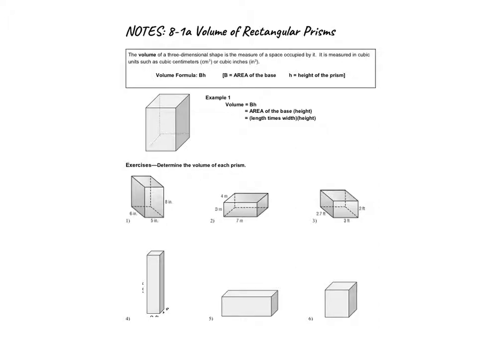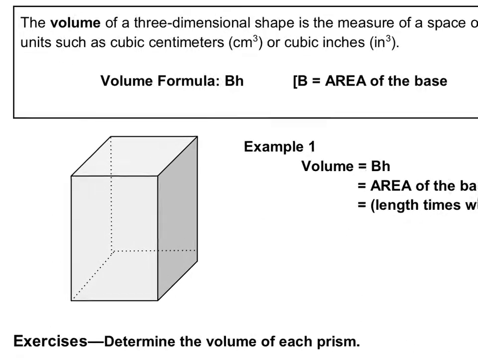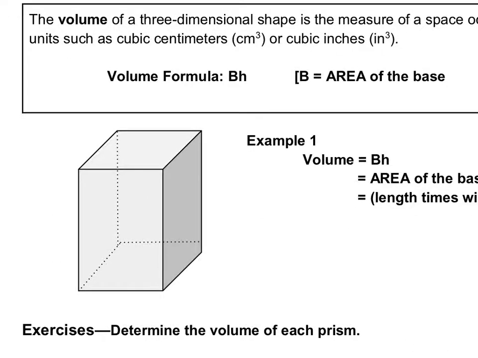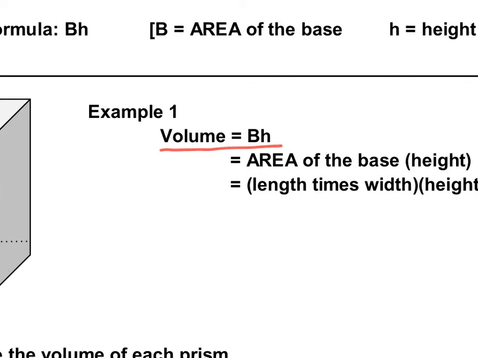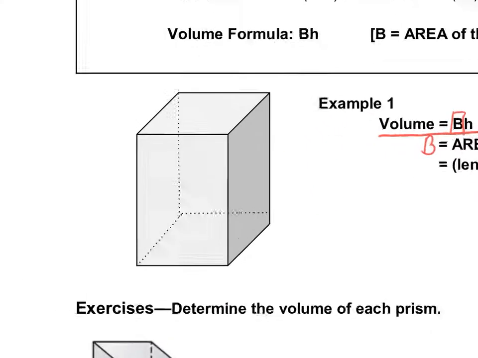This is going to be part of the notes and homework for notes 1-A for volume of rectangular prisms. So whenever we do volume for prisms, we're going to be talking about big B times H. It's extremely important that you know that big B stands for area of the base.